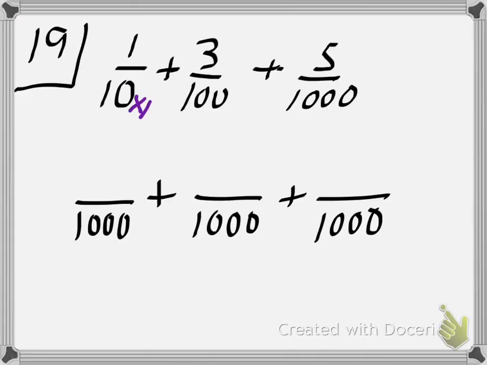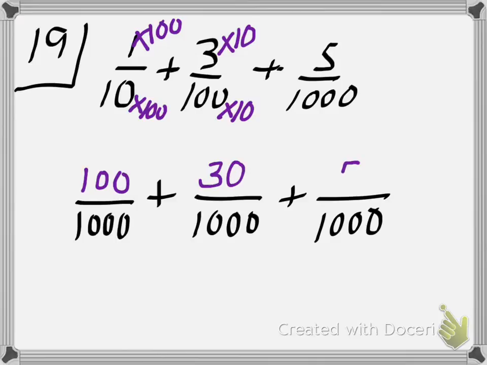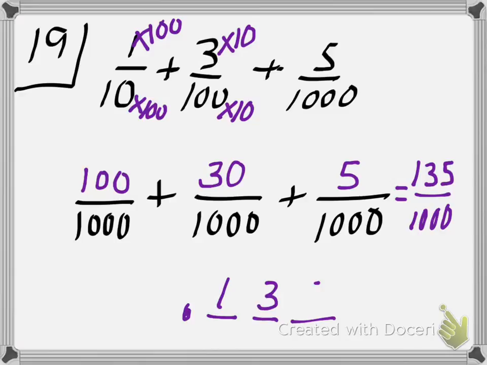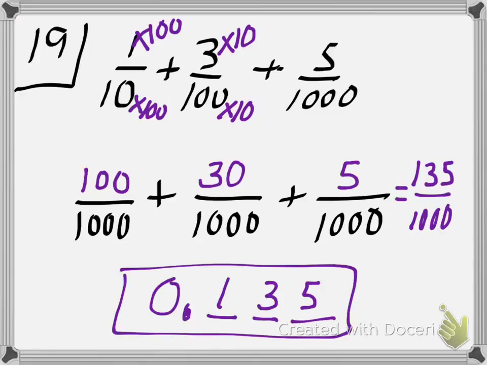So this is times 100, so times 100 is 100 over 1,000. This would be times 10, so we would do 3 times 10, and we get 30. And this, of course, is going to stay the same. So now, this is just a like term, so we're just ignoring that, and we're adding this. We get 135 over 1,000. And we want to write it as a decimal. So thousands, tenths, hundredths, thousandths, and 135 fits there perfectly, 0.135.